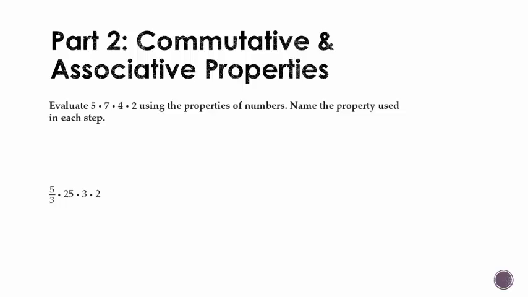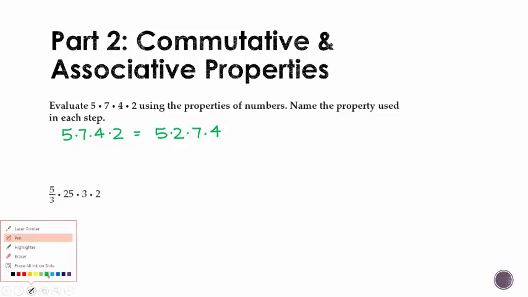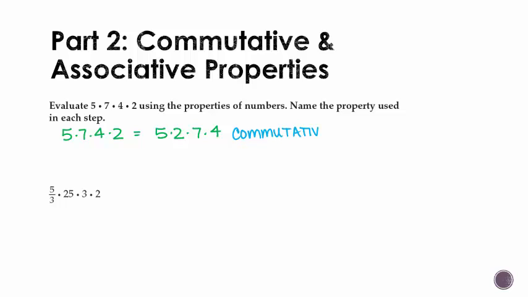Evaluate 5 times 7 times 4 times 2 using the properties of numbers and then name each property that we used. So when I look at this, I see some nice, pretty numbers, and then I see some not pretty numbers. So the first thing I look at is 5 and 2 make 10. 10 is insanely easy to multiply by anything, so I'm going to rearrange this. I'm going to make 5 times 7 times 4 times 2 equal to 5 times 2 times 7 times 4. And I switch the order here, so that's commutative. And because it's multiplication, it's a commutative property of multiplication.